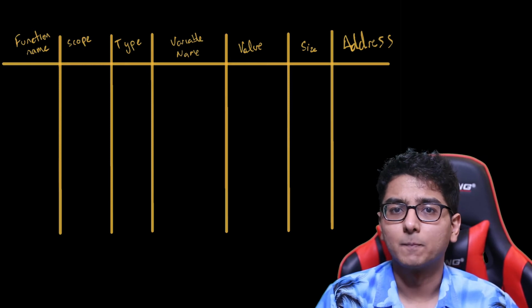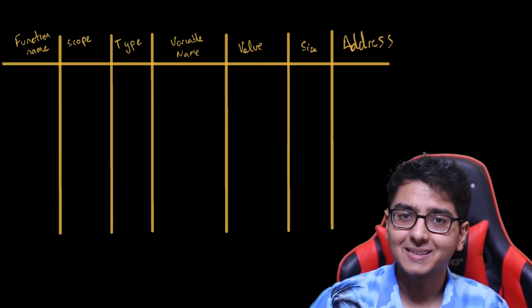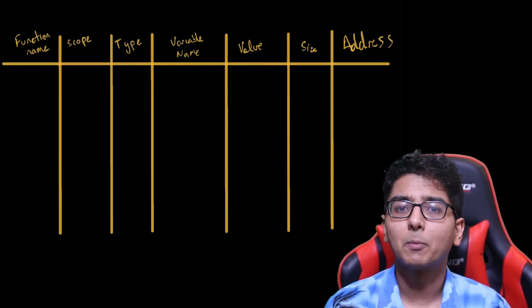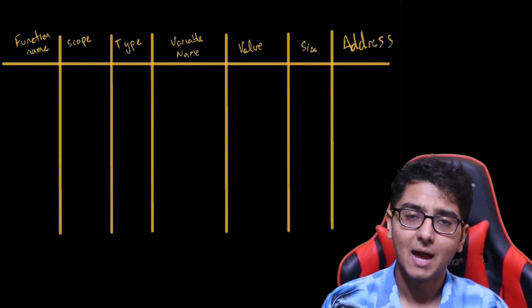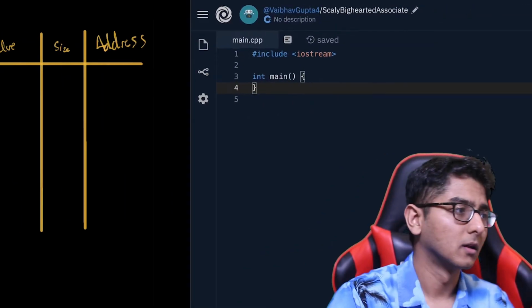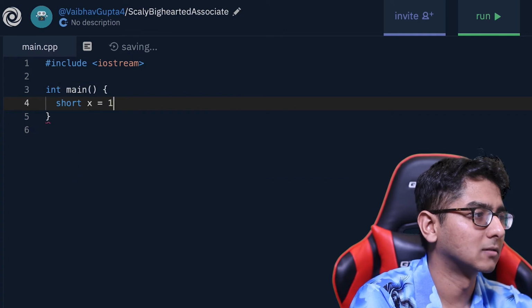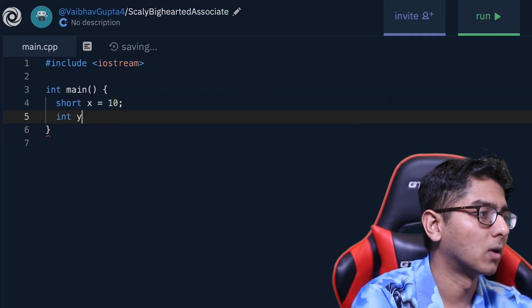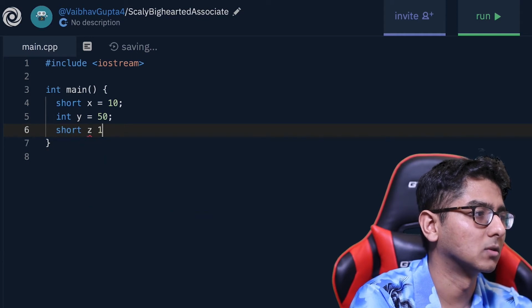Let's try an example. Let's try to write some basic code. Let's use our memory table to predict what the address should be, and then we'll print out the address using this new address operator we learned about, and then see how it goes. So the first thing I'm going to do is write some really quick sample code: short x is equal to 10, int y is equal to 50, and then another short z is equal to 20.